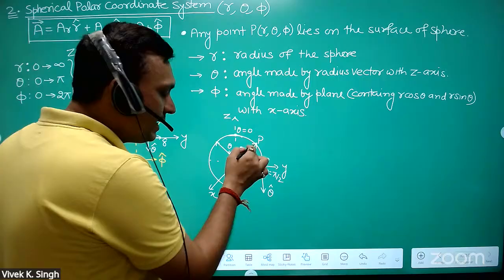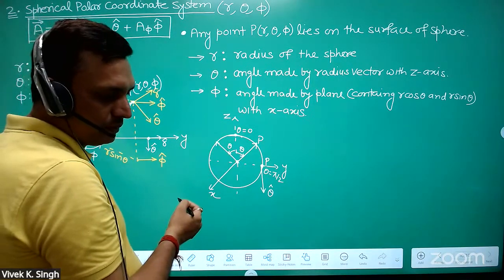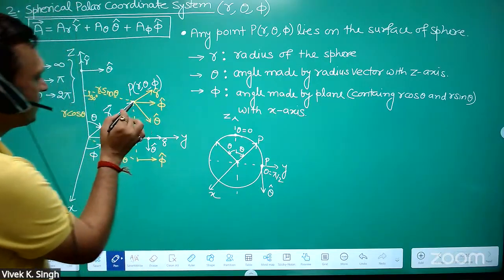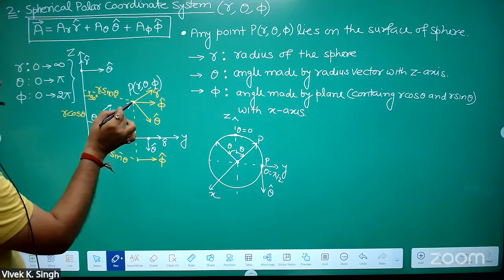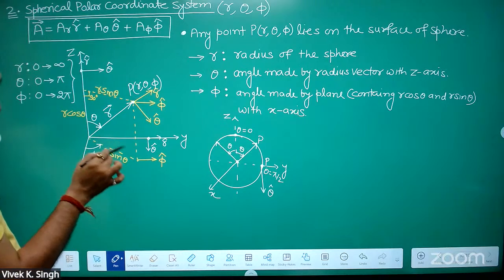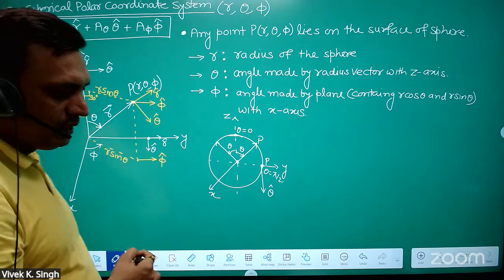You have to see at what point P lies, at which part of the sphere, whether it is the upper hemisphere or the lower hemisphere. Accordingly, this point will just see. Theta varies from 0 to pi. So 0 to pi, this can be on this axis or on this axis. You can see the direction of theta. At any point you can specify the theta cap direction.